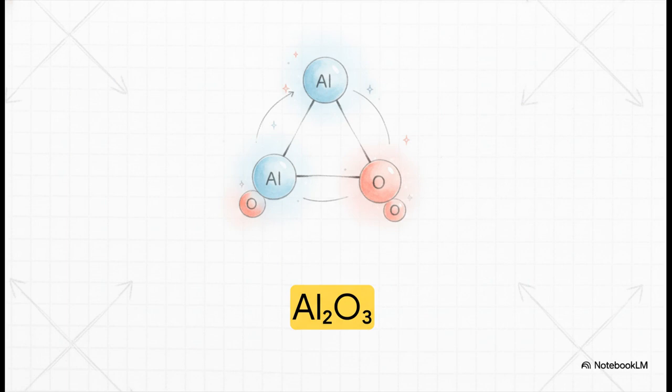Just like that, the 2 from oxygen now belongs to aluminum, and the 3 from aluminum belongs to oxygen. And we have our first chemical word, Al2O3. That's aluminum oxide. See, it's really that straightforward.